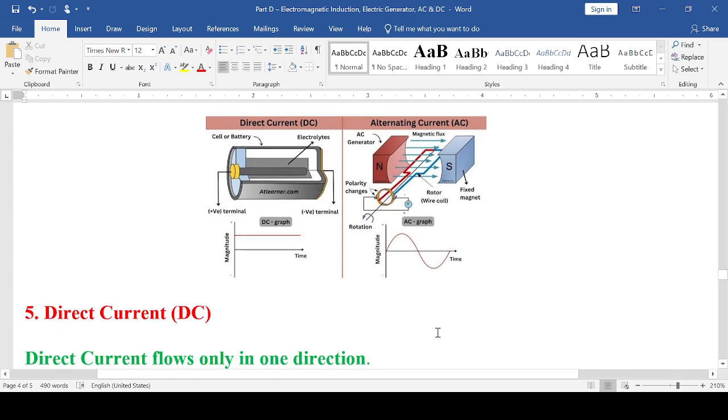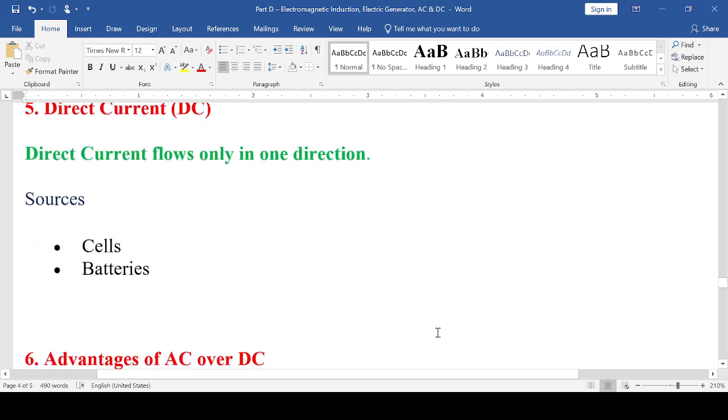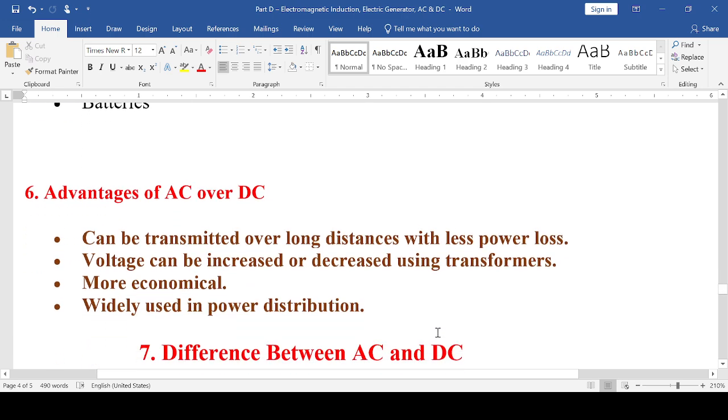Now the DC, that is your direct current. The direct current will flow only in one direction. Sources: cells and batteries. What are the advantages of AC over DC? It can be transmitted over long distances with less power loss. That is, alternating current can be transmitted over long distances with less power loss. Voltage can be increased or decreased using transformers, more economical, and it is widely used in power distribution.